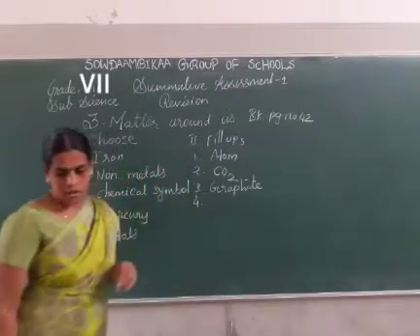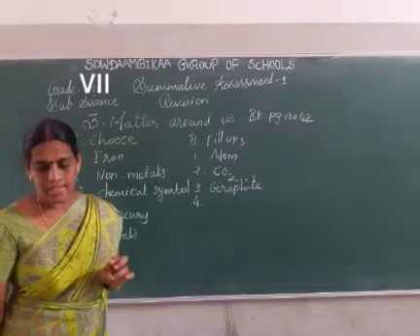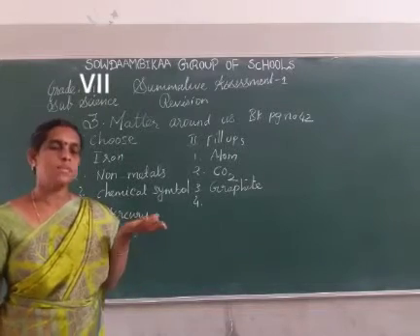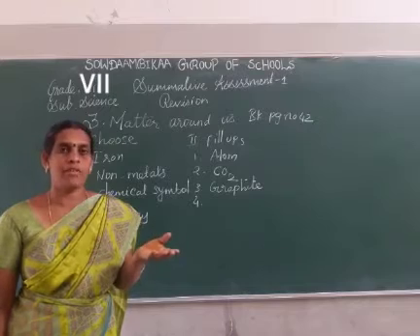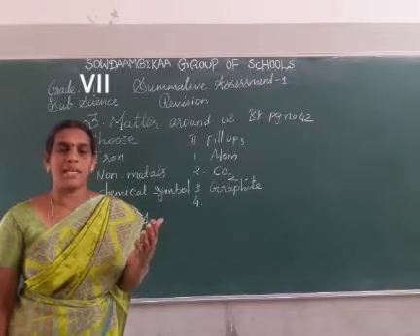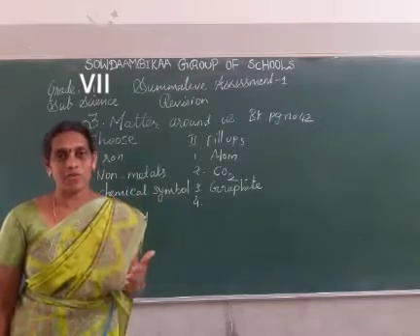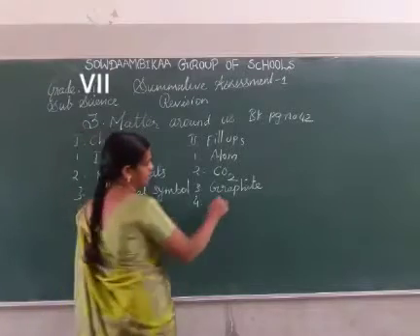Next, the fourth one. Elements are made up of same kind of atoms. What is meant by element? Same kind of atoms. Not one or two atoms combined chemically. Okay, same kind of atoms. It is called the element.